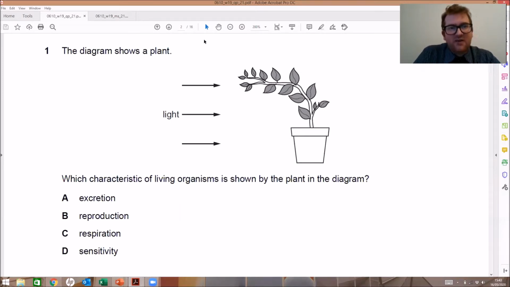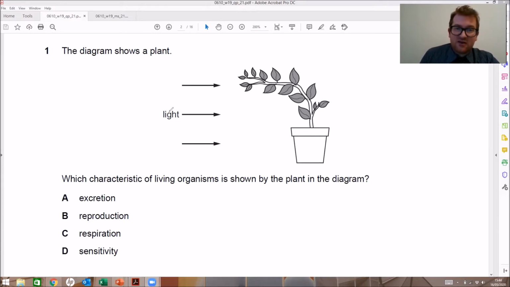Now here we have to look at the picture. The picture has light coming towards the plant, and the plant seems to be growing towards the light. If light is involved, one might assume nutrition is the answer. However, nutrition is not what's being observed here. So if you remember the life processes, Mrs. Gren: you have movement, reproduction, sensitivity, growth, respiration, excretion, and nutrition.